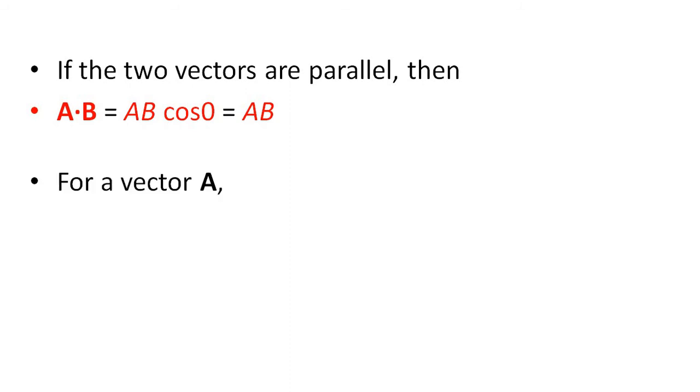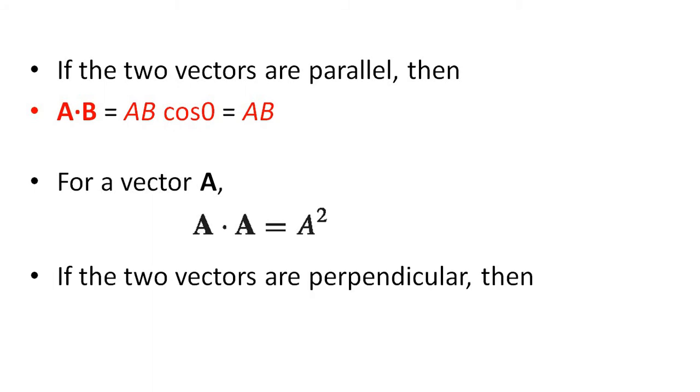For a vector, A dot A equal to A square. If the two vectors are perpendicular, then theta equal to 90 degrees. That is, A dot B equal to AB cos 90. We know that cos 90 is equal to 0. So A dot B equal to 0.